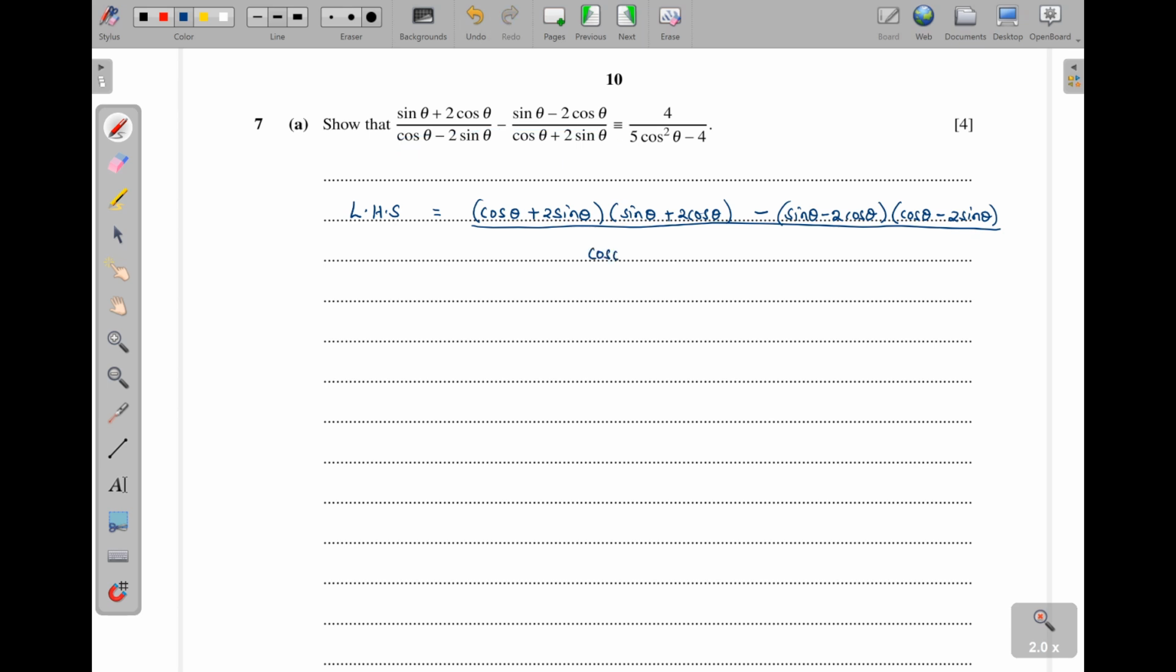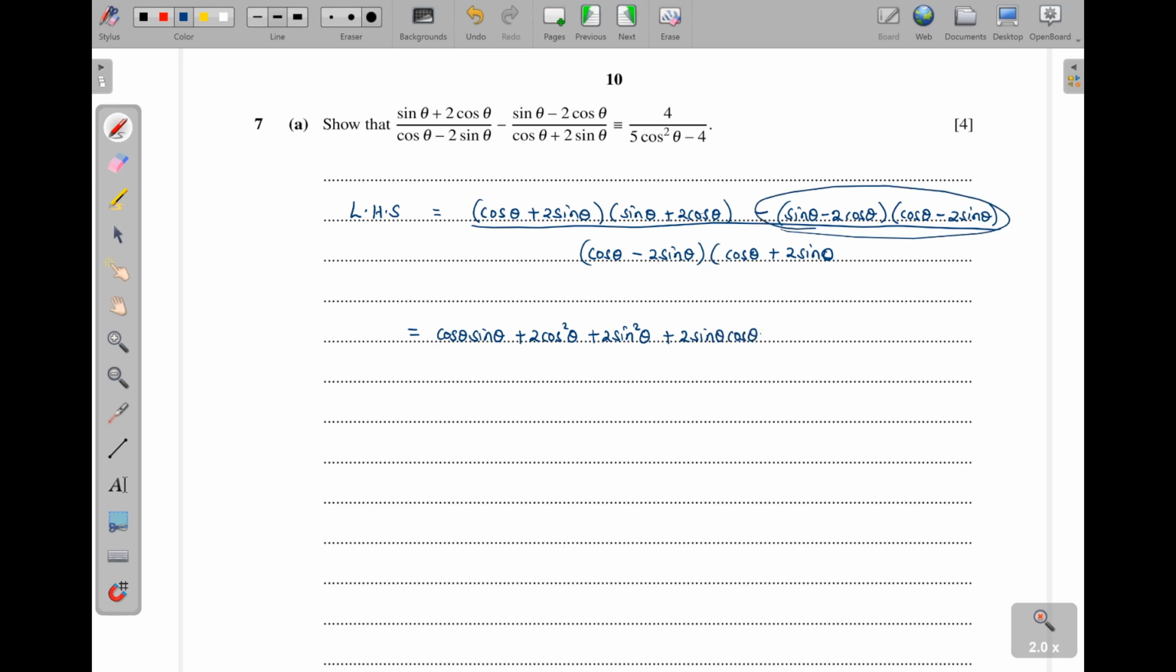So that is cosine of theta minus 2 sine of theta, then times cos of theta plus 2 sine of theta. Now we just multiply cos times this sine here. We shall get cos of theta sine theta. Then again, cos here times 2 cos of theta, that one becomes 2 cos squared theta. Then this times this, that will be 2 sine squared theta. And then this times this, that will be 2 sine theta cos theta.